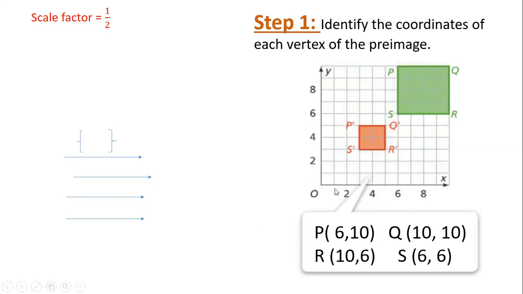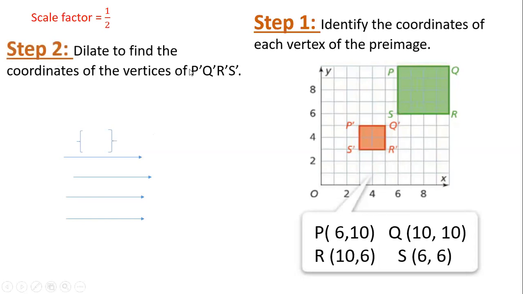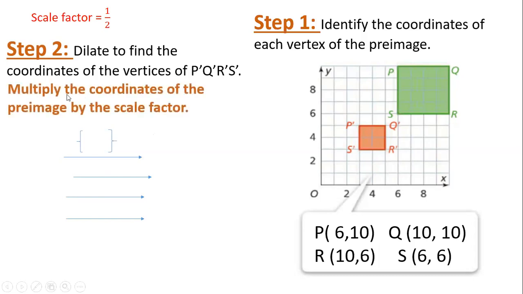The next step is going to be what? To multiply by half. Multiply by 1/2. So we multiply each coordinate by 1/2. This is the second step. So we dilate to find the coordinates of the vertices of P prime, Q prime, R prime, S prime. We multiply the coordinates of the pre-image by the scale factor. We have the first point, P, 6, 10. Who wants to find P prime? Yes, Mariam. We multiply 6 by 1/2.